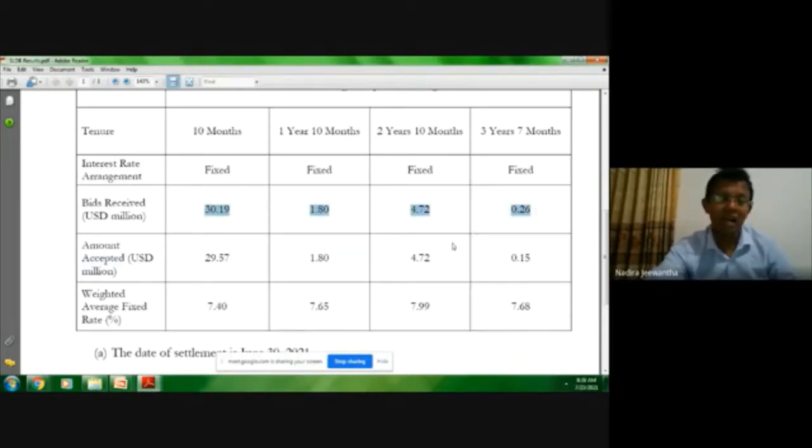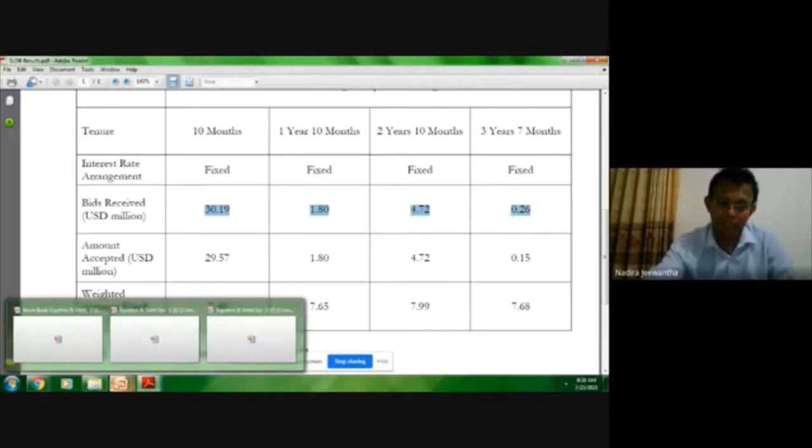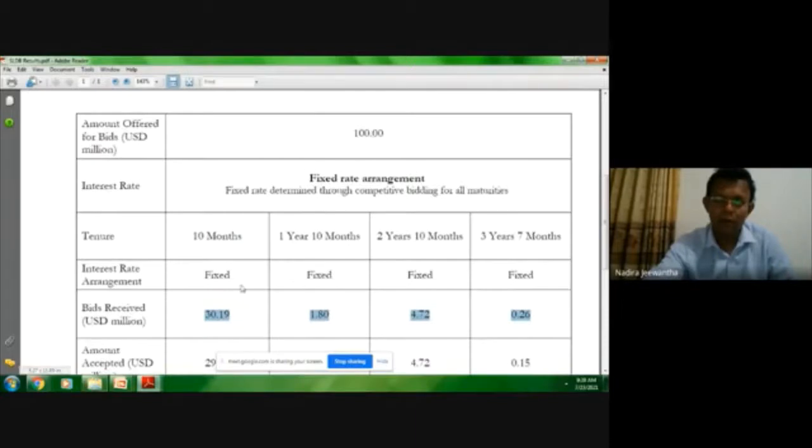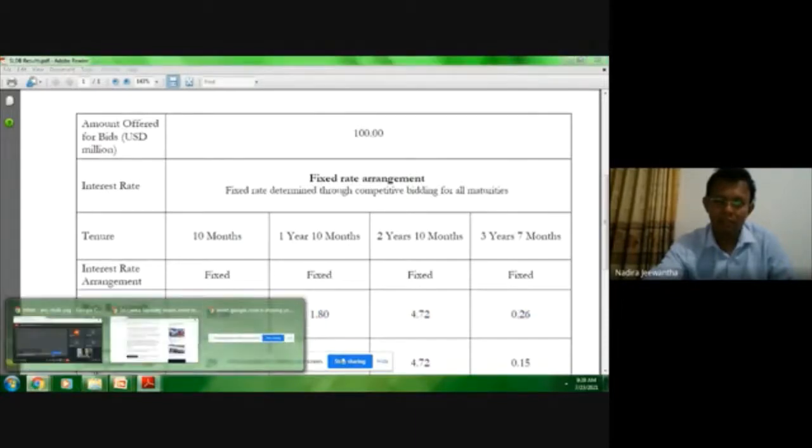What do you call this? This is undersubscribed. People have invested a lesser amount than the requirement. This situation is called undersubscribed. Right? Now, in issuing shares, we will finish this one, understood. When you are issuing shares, we can also have undersubscribed or oversubscribed.